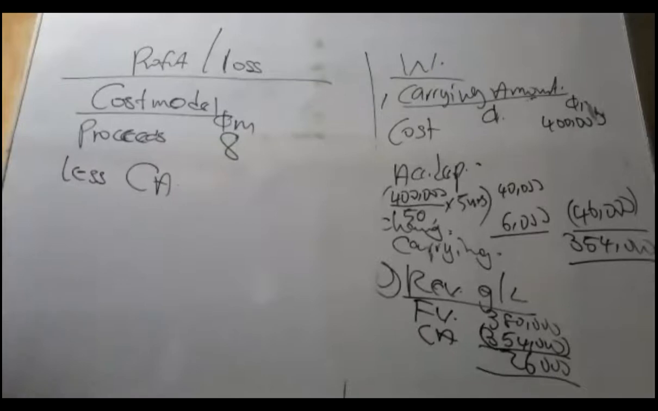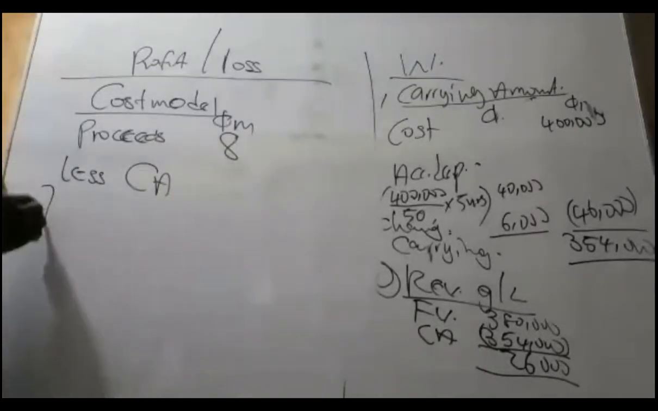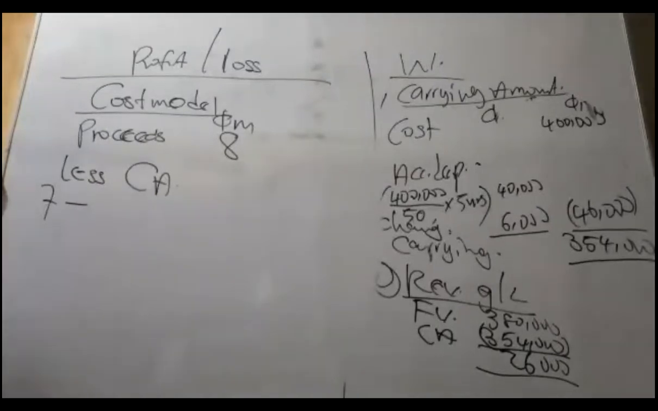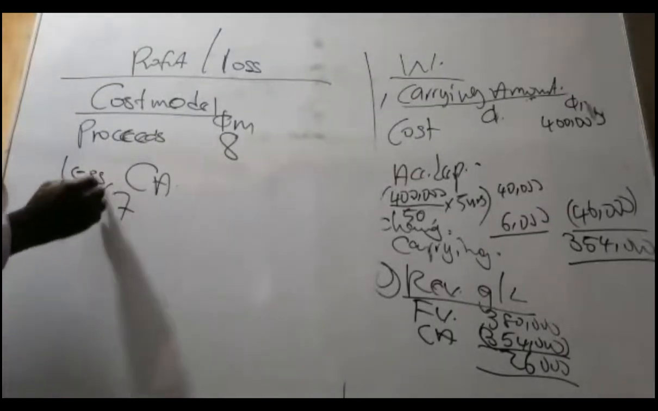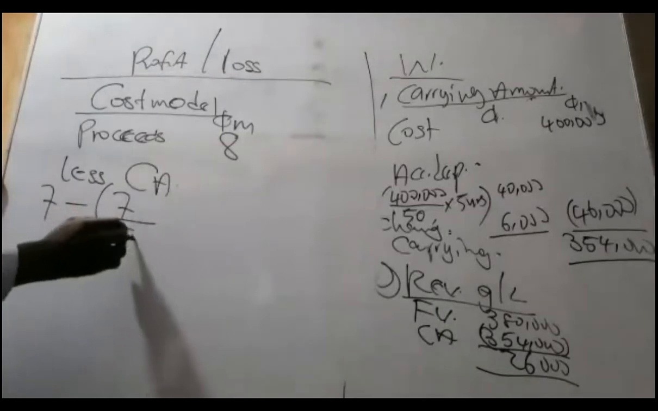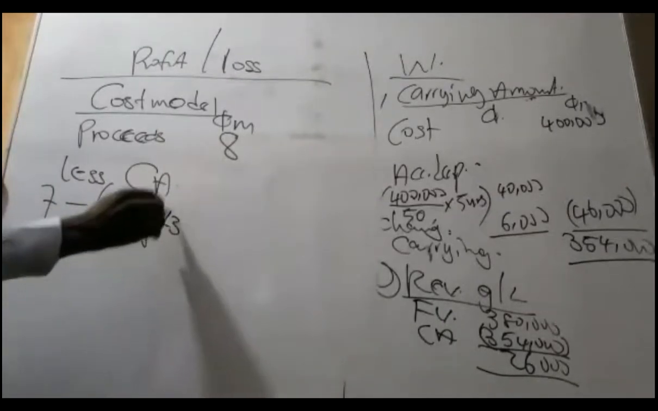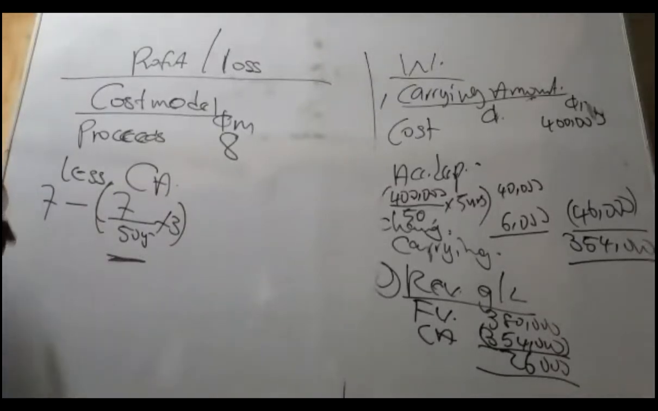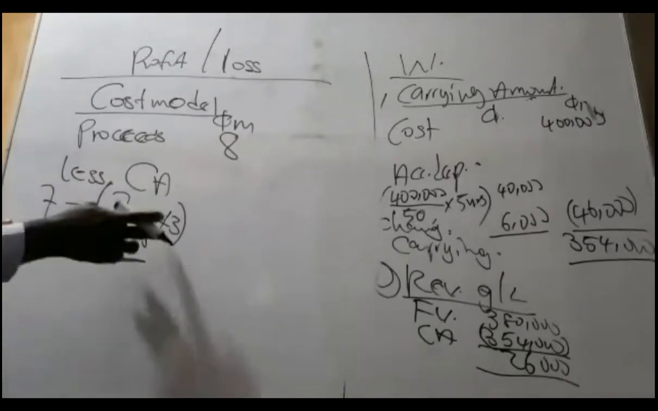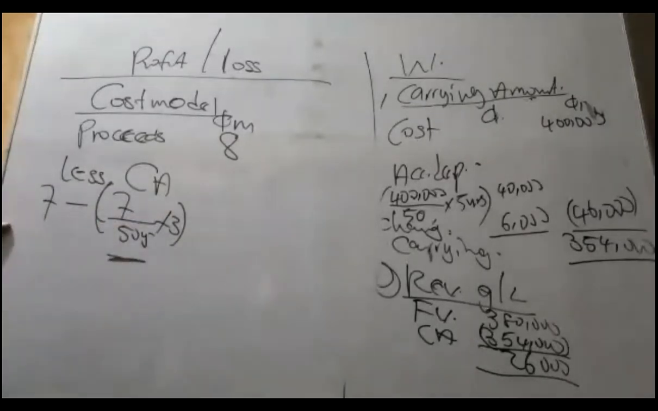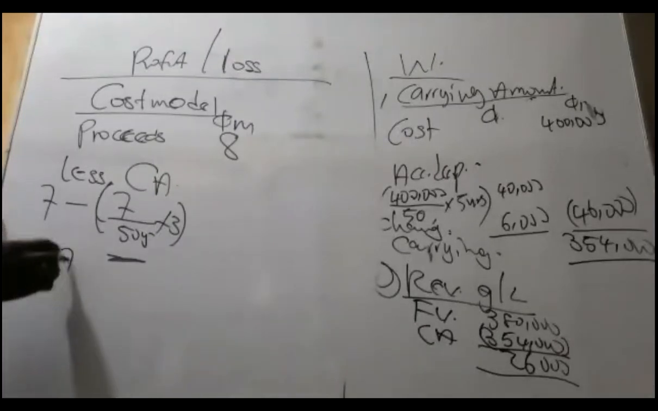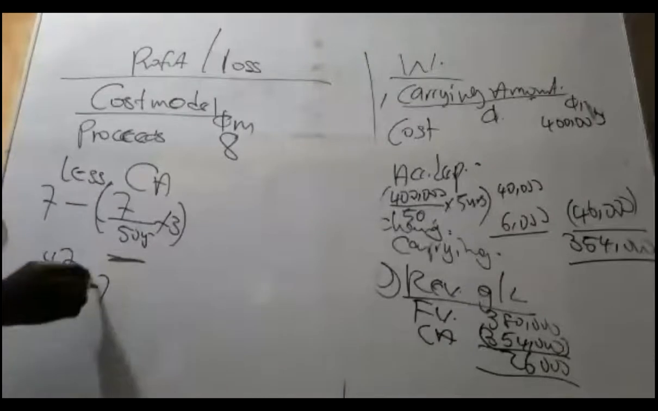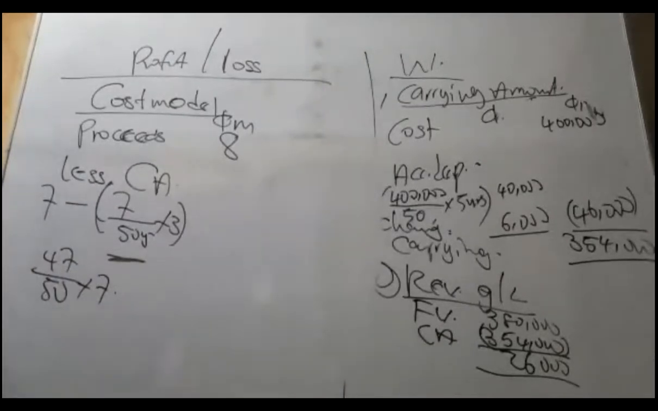Good. So all you have to do is go to the long procedure. 7 million less the accumulated depreciation. Depreciation for a year will be 7 million divided by 50 years times 3 years. So this alone will give us the accumulated depreciation, and this is the cost. Then that will give us the carrying amount. But if you don't want the trouble, you can use the shortcut approach. If they spent 3 years out of the 50 years, then it will be 47 out of 50 times this 7 million. All of this will give us the same answer.